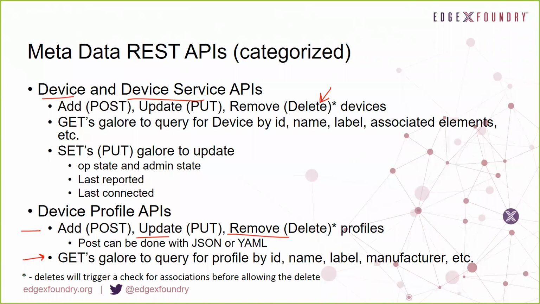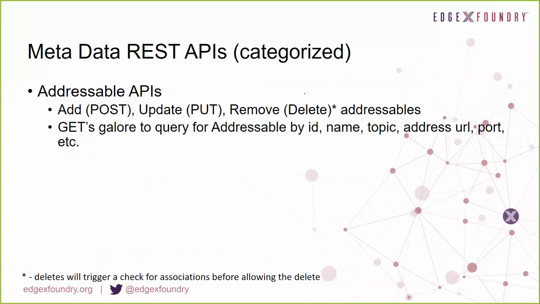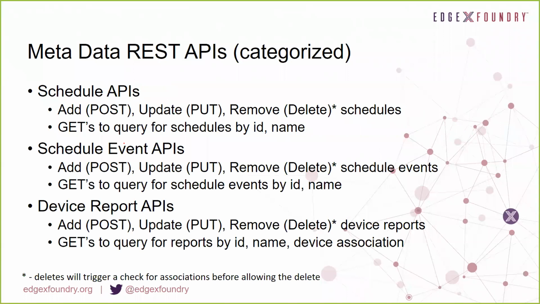So if you will, there is some referential checking that goes on in some of these controllers to make sure that the data remains intact. We don't have any kind of orphan information in that metadata repository. So lots of controllers out there to, again, provide a means of creating, updating, and removing all of the various model elements inside of our metadata system. This is what is at the core of our APIs. So device, device service, device profile APIs, addressable APIs, schedule APIs, schedule event APIs, and device report APIs.